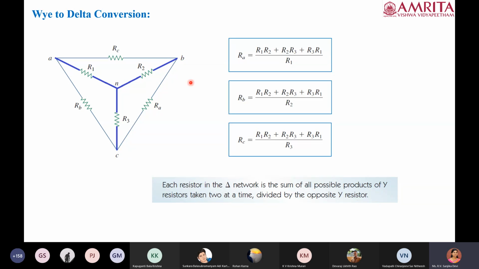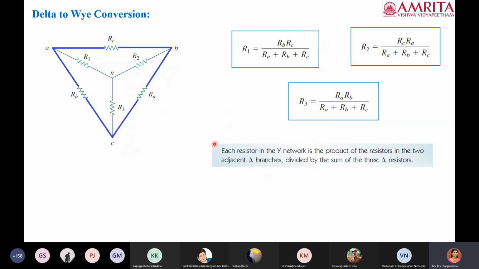So I hope you have copied this formula. Now, in the same way, we will have this delta to Y conversion. Rather than remembering the formula, if you just remember the statement, that is quite easy. So the next conversion is delta to Y conversion.